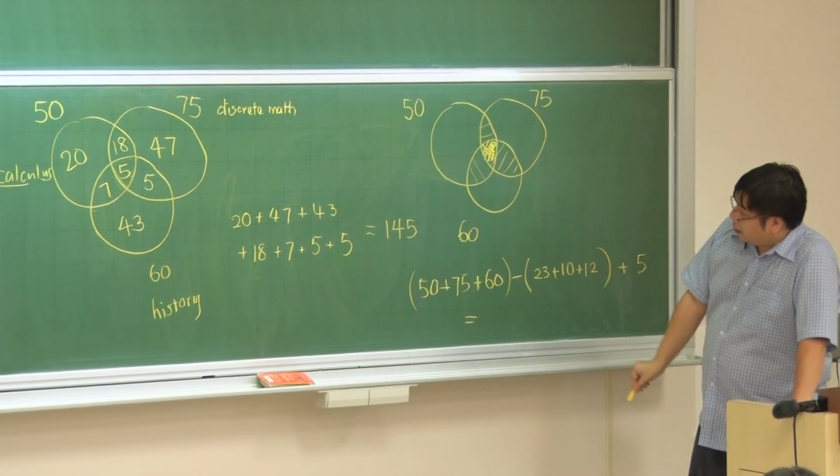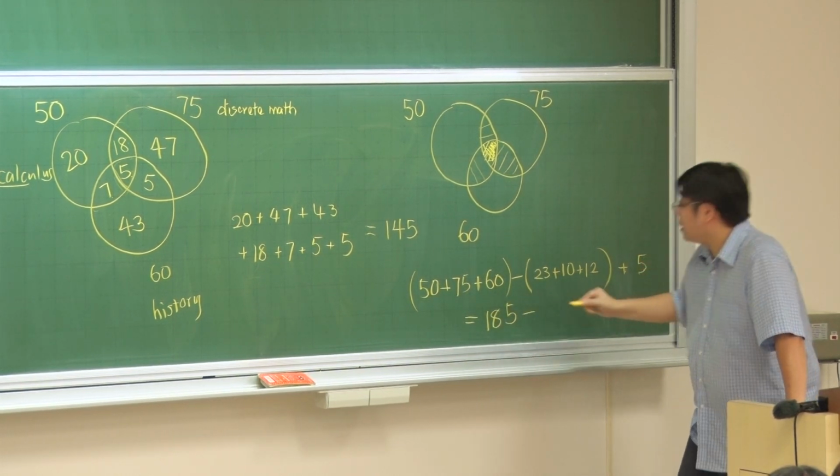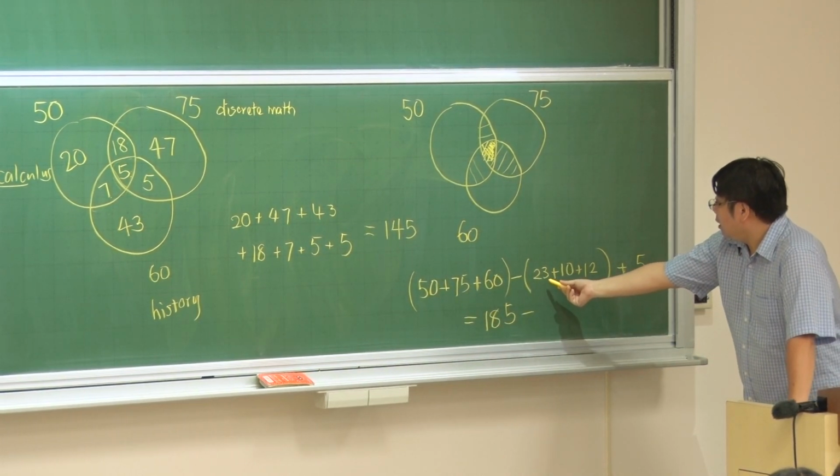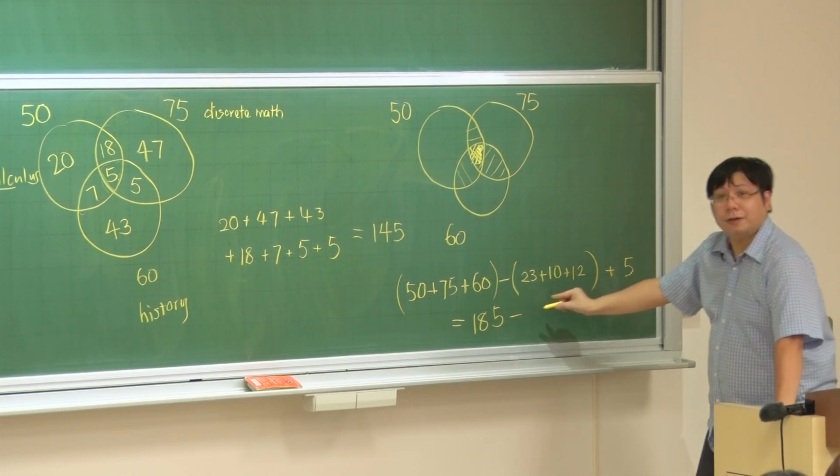So this is 185 minus 35, 45, is it okay?